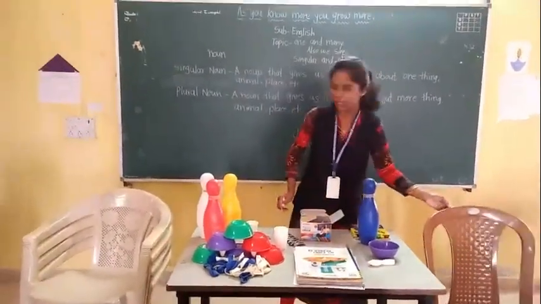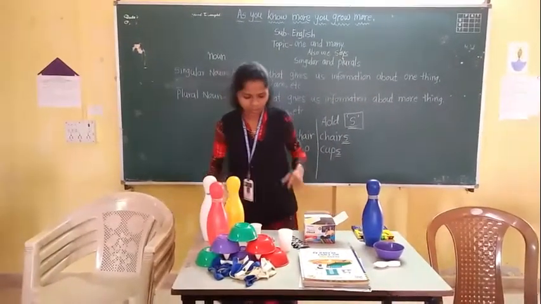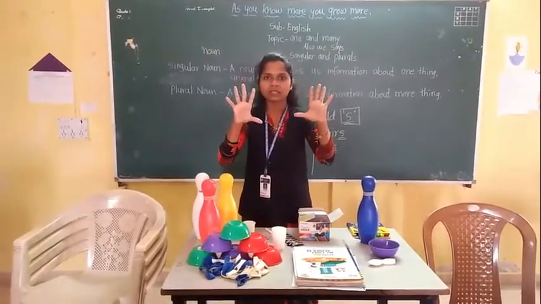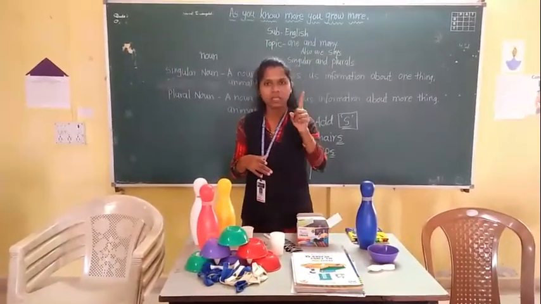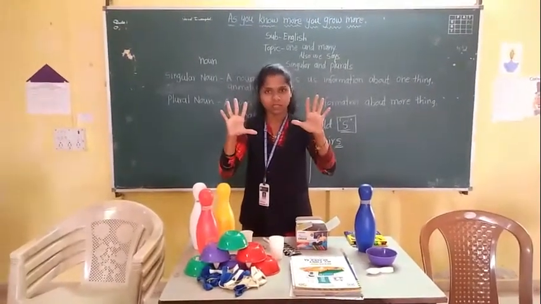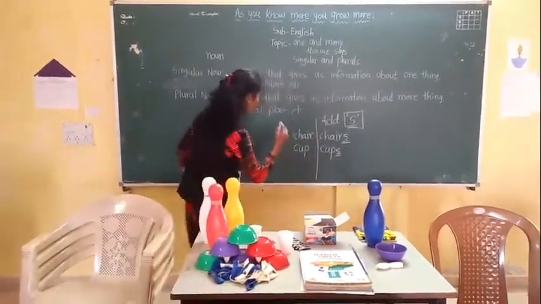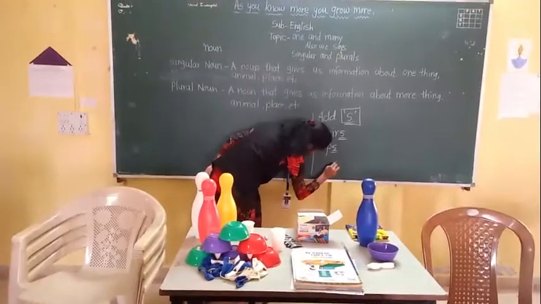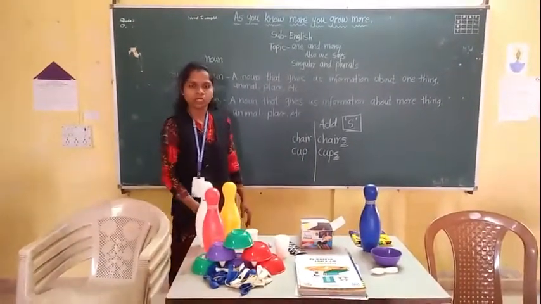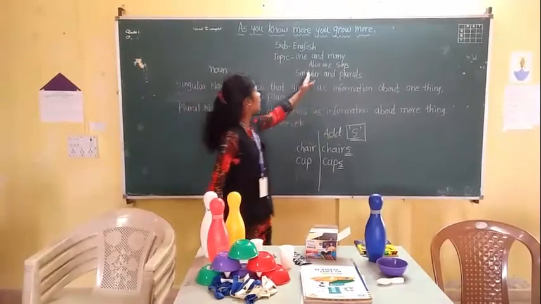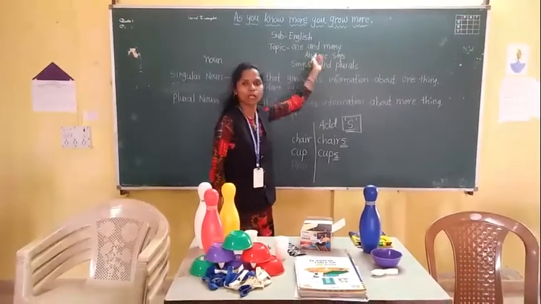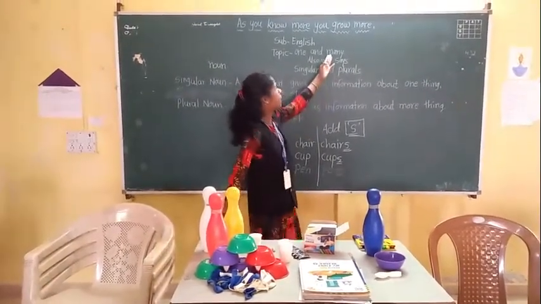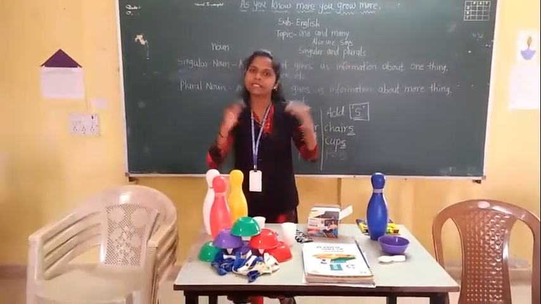See, one chair, many chairs. One finger. You have one finger or many fingers? See my pronunciation. One finger, many fingers. Okay? One pen, many pens. Understood? Yes, students? So, one and many. One and many means what? One means a single thing. And many means more. Many means more.